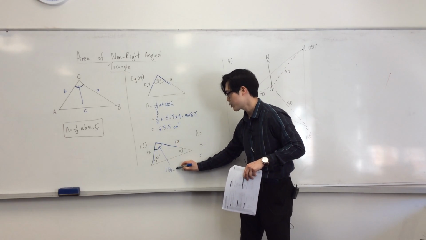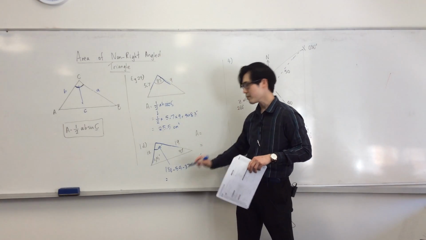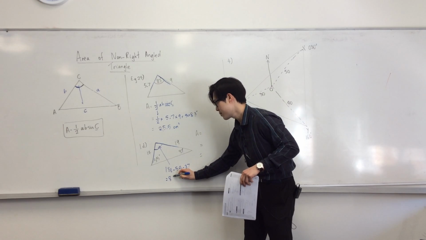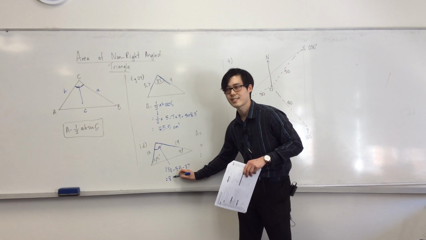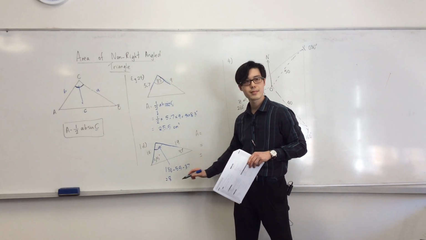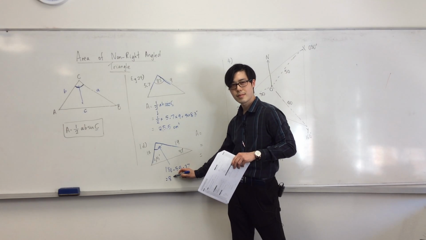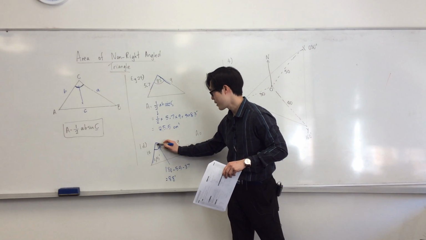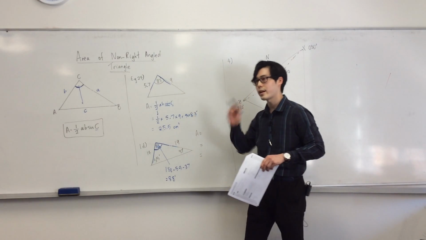Using the angle sum of a triangle. Can someone do that for me? It's 88 degrees. Right, so girls, this is the angle you want to use to find the area of the triangle.